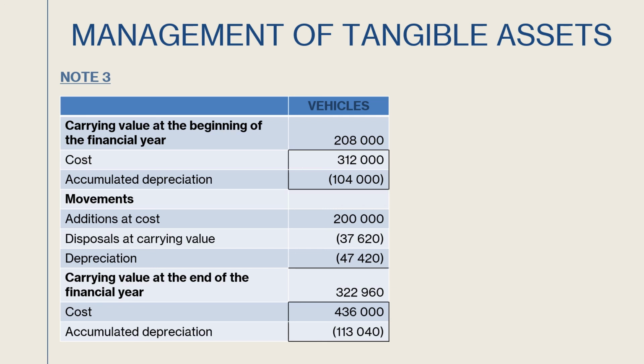Okay, so how will this be reflected now in my note 3? Okay, the carrying value at the beginning of the year. Obviously, we were told that the cost price at the beginning of the year was 312,000. This was information that was given in the question, and the accumulated depreciation was given for us as well. So if we take the 312,000 minus the 104,000, that is going to give me the carrying value at the beginning of the financial year.